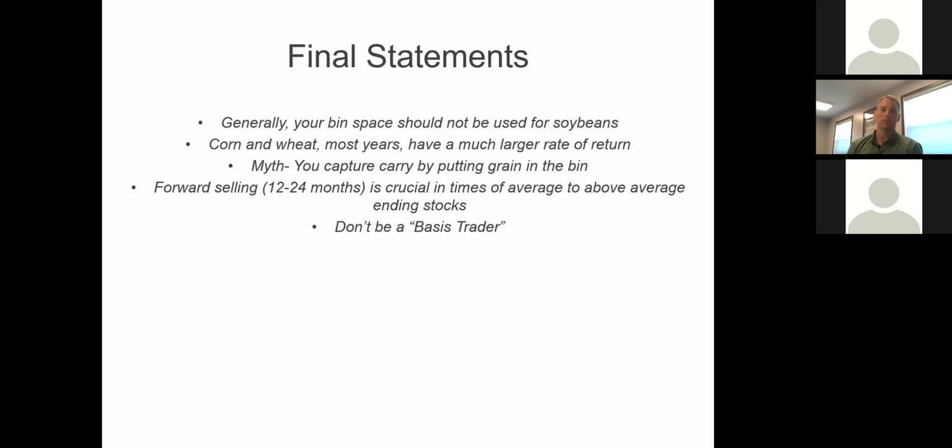Generally, what happens when people put grain in the bin is, when we talk about fair value again, you've put your grain in the bin, the market gravitates towards fair value and steps down towards fair value each time the front month goes off the board. So you've done nothing to capture carry by putting grain in the bin. In order to capture carry, you have to forward sell when there's a carry. And forward selling generally for the best prices is selling 12 to 24 months ahead of time. So it's pretty crucial in times of average to above average ending stocks that you forward sell.